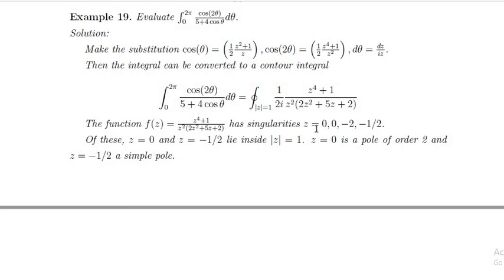The singularities are 0, then minus 2, minus 1 by 2. Here this 0 is a double pole, then minus 2 and minus 1 by 2 are single poles. Of these poles, z equal to 0 and z equal to minus 1 by 2 lie inside the unit circle. So we have to evaluate the residue at each of these poles.